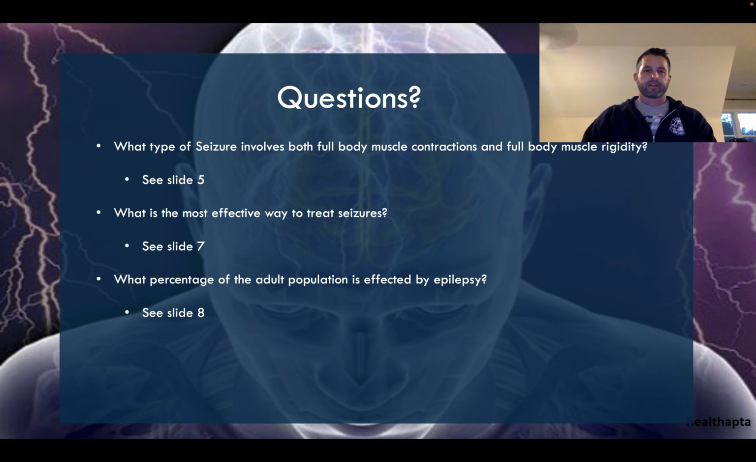And then the final slide is just some questions for the presentation. I put answers in beforehand, but then I removed them. I don't know if you want to see if you recalled anything or where you could go find them. So what type of seizure involves both full body muscle contractions and full body muscle rigidity? I'm going to give you an option where to find it. And what is the most effective way to treat seizures? And then what percentage of the adult population is affected by epilepsy?